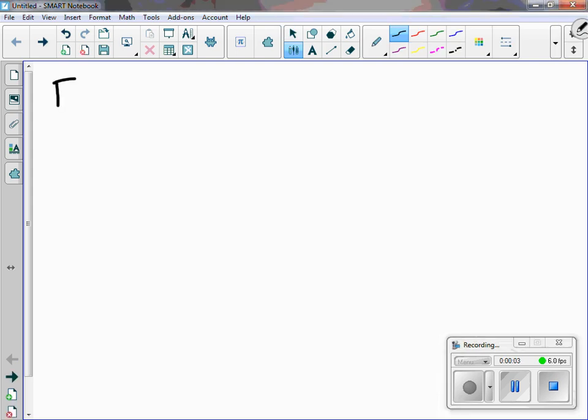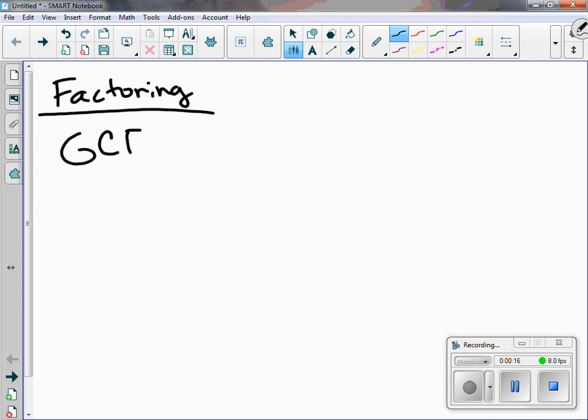Factoring involves several different things, or several different methods, I should say. The first method, and this is the most common method, or the first thing that you should look for, is your GCF. Okay, with the GCF, you are looking for the greatest common factor, aka a number or a variable that is divisible in each term.